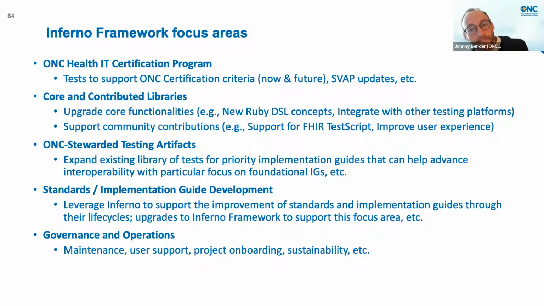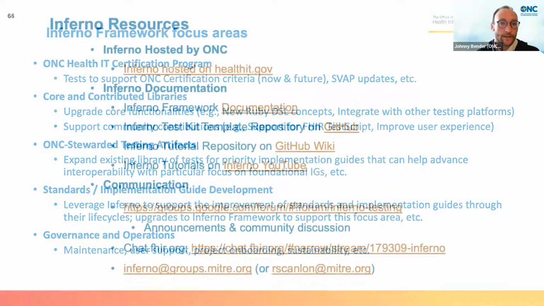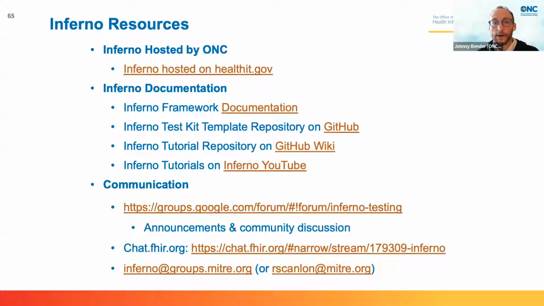And just a listing here too, again, not going to go too much into detail, but these are the focus areas that we've established as part of this strategic plan and hearing feedback from the industry. We have the certification program, Inferno core, and then supporting communities to contribute libraries, our stewarded testing artifacts, the focus on standards and implementation guide development and support in that regard, and then Inferno framework governance and operations overall. So that's just FYI there. We can go to the next slide, which is just a list of resources that are available. Hopefully they're helpful when you download these slides.